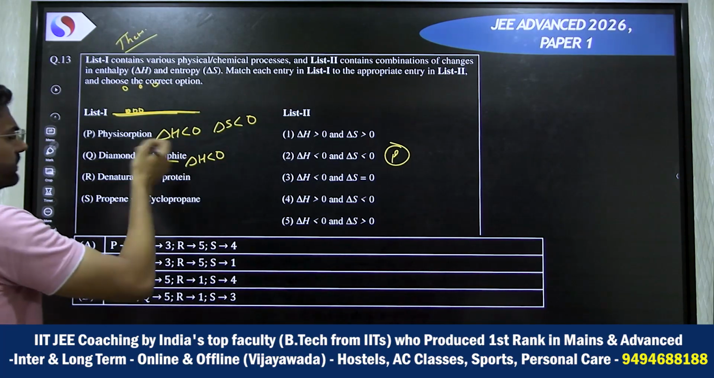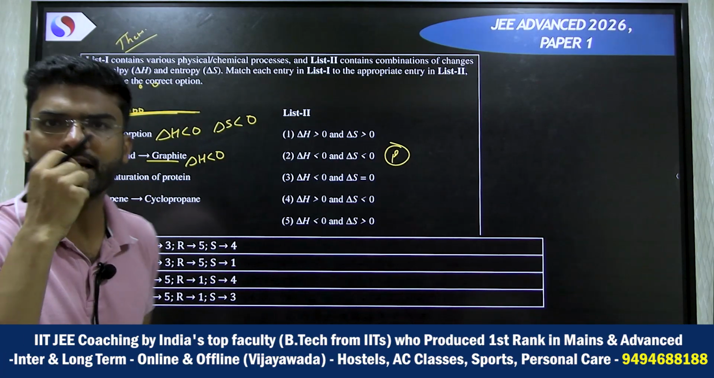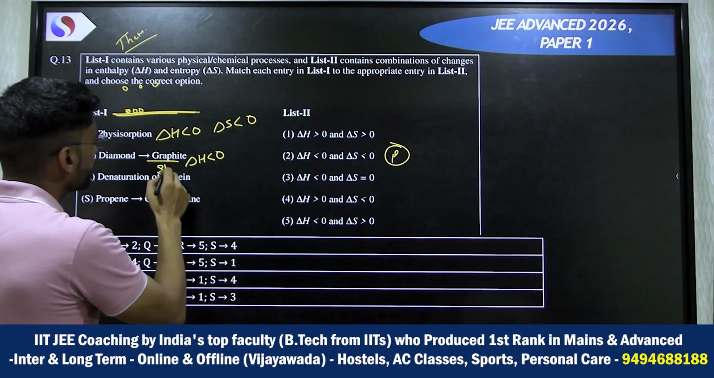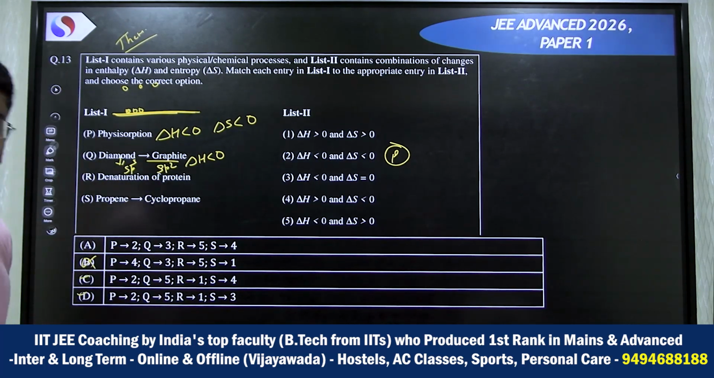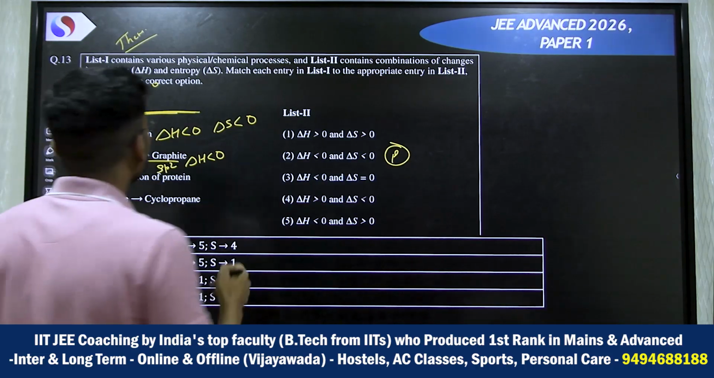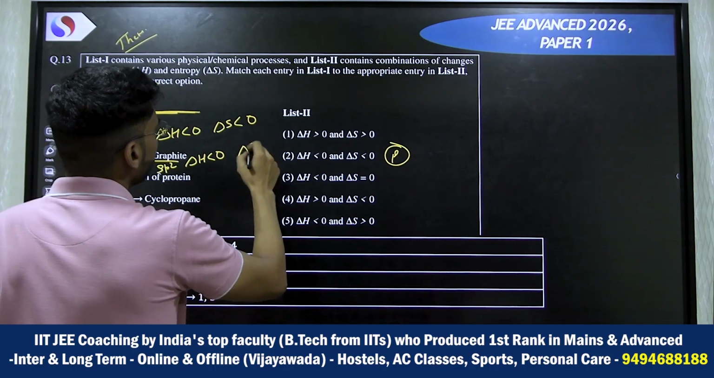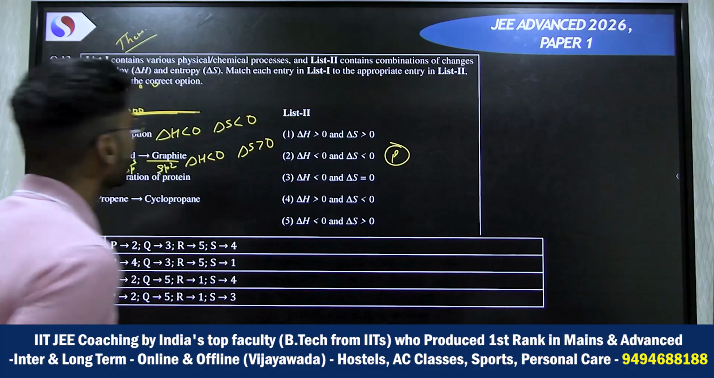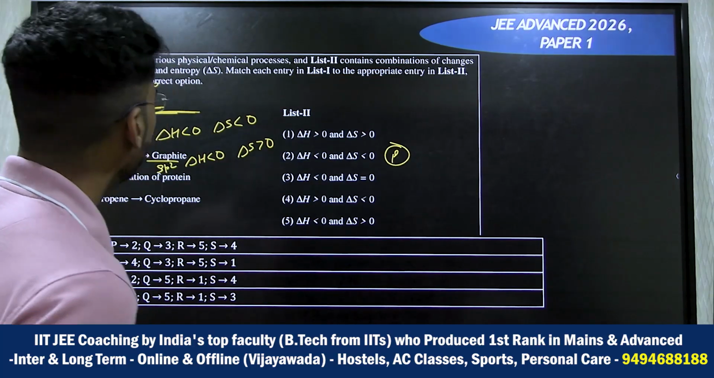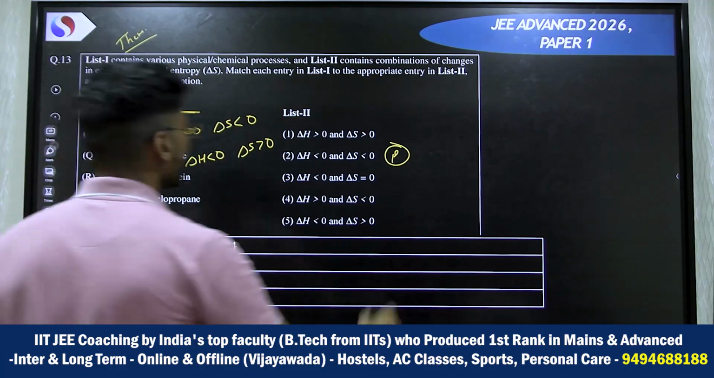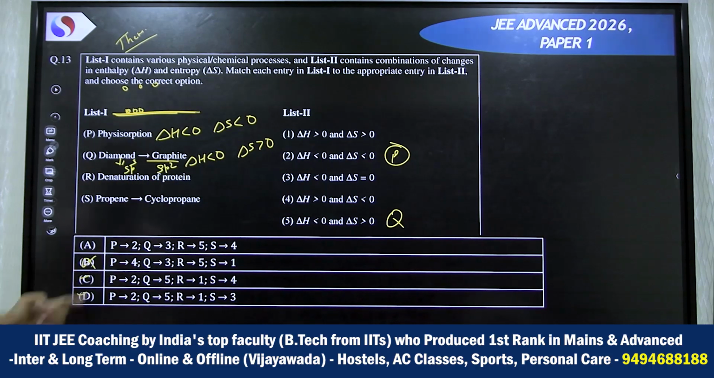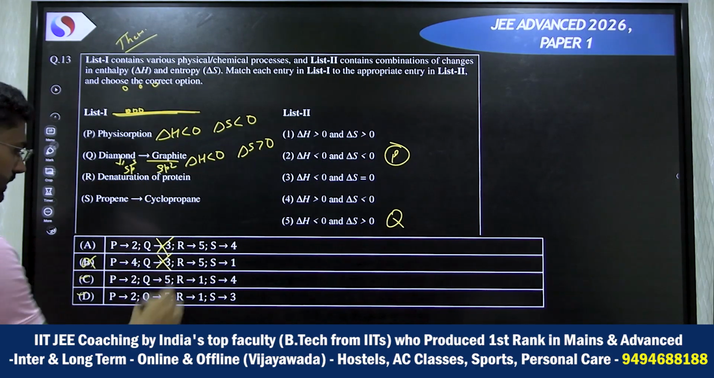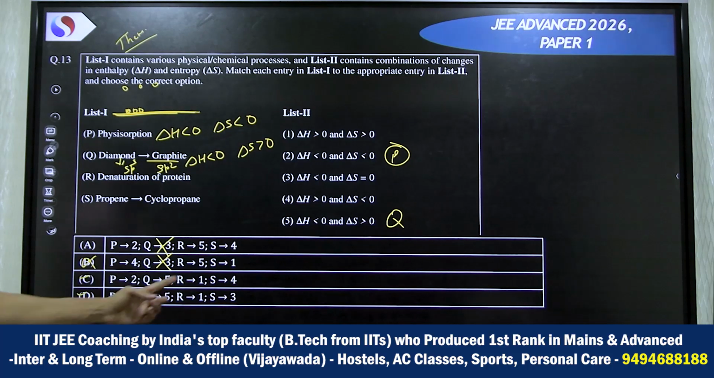In graphite, the hybridization of carbon is sp2. In diamond, it is sp3. In sp2, the atoms move more freely, so it is more disordered. So I can say delta S is greater than 0. So delta S greater than 0 and delta H less than 0, this is option Q. So Q will be equal to 5, Q3, so Q5. R1 is there in both cases, no need to check.